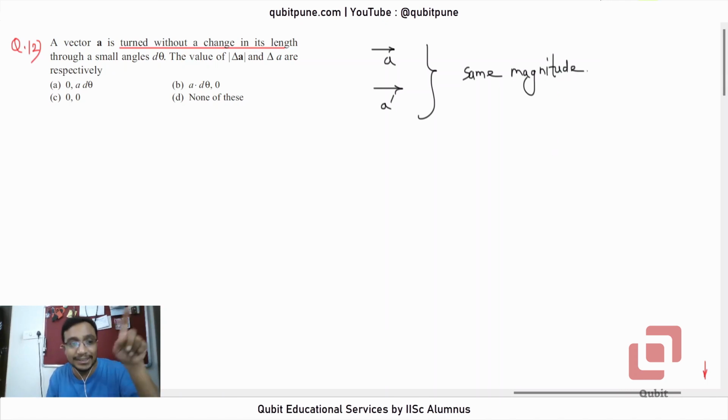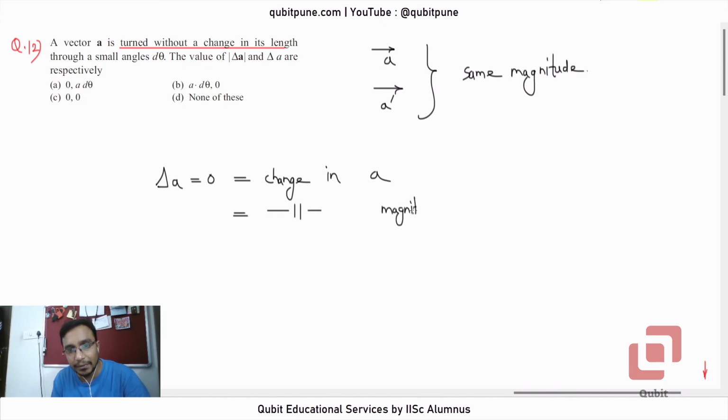Which basically means that delta A is going to be 0, because delta A represents change in A. And what is A? A is the magnitude. Is there any change in the magnitude? No. So delta A change is 0. So option A is not right. It could be C or it could be B.